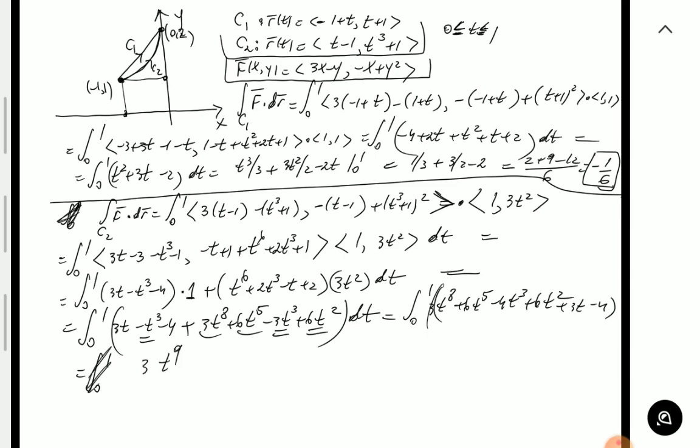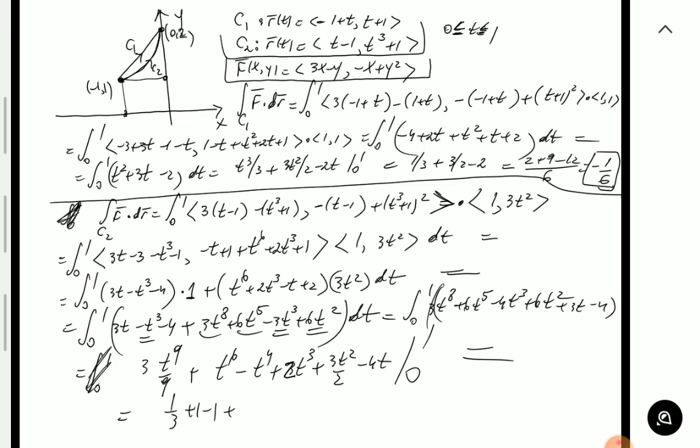We have 3t to the 9 over 9 plus, this is t to the 6th minus t fourth, followed by 3t third, 2t third, the antiderivative of that term, 3t squared over 2 minus 4t. And then finally we plug in 0 and 1, and let's see what we get. 3 over 9, which is 1 over 3, plus 1 minus 1, plus 2, plus 3 over 2 minus 4. So these two guys cancel.